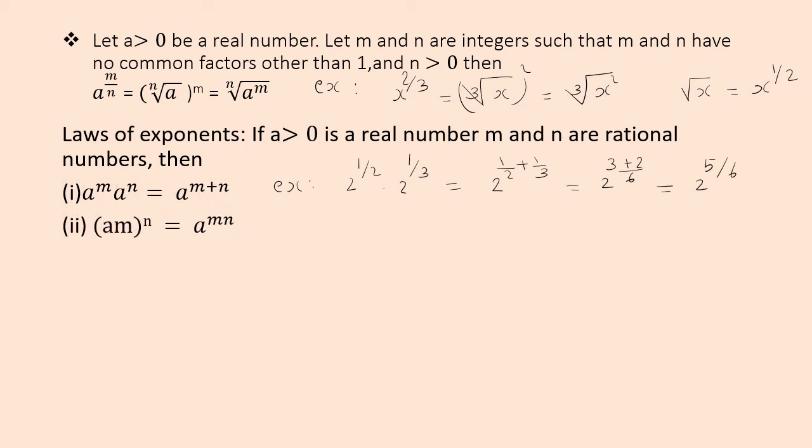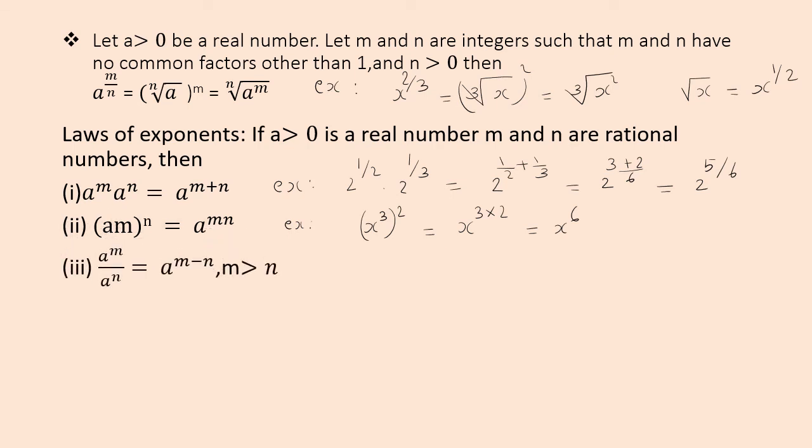The next property is a raised to m whole raised to n equal to a raised to mn. That also makes it clear with an example, that is x raised to 3 whole square equal to x raised to 3 multiplied by 2, that is x raised to 6.